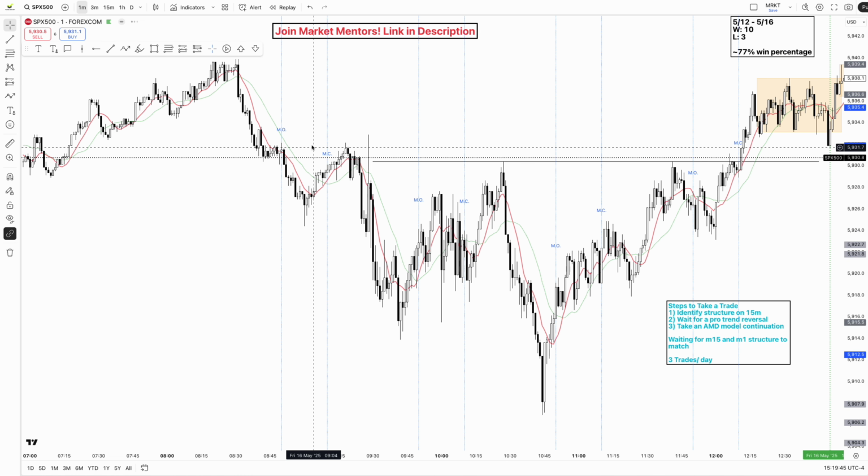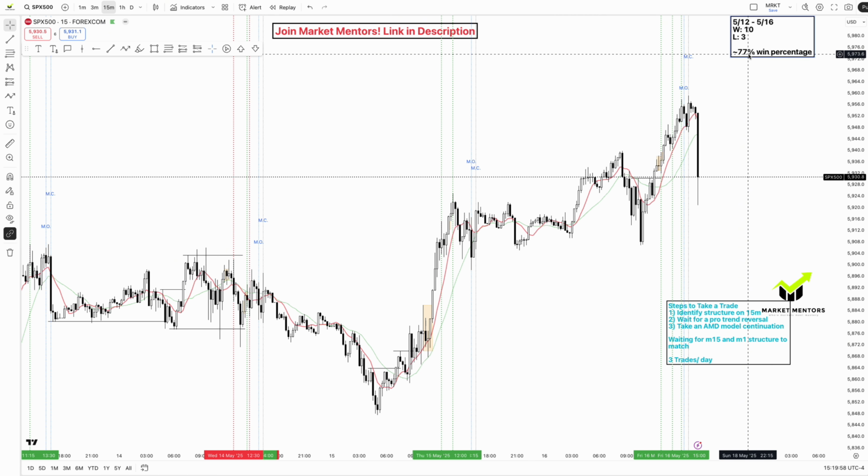In the backtesting results, we got 10 out of 13, or about a 77% win percentage. In real life, I think I was 8 for 11, maybe 8 for 10, but let's say 8 for 11. I was about 73% win percentage.